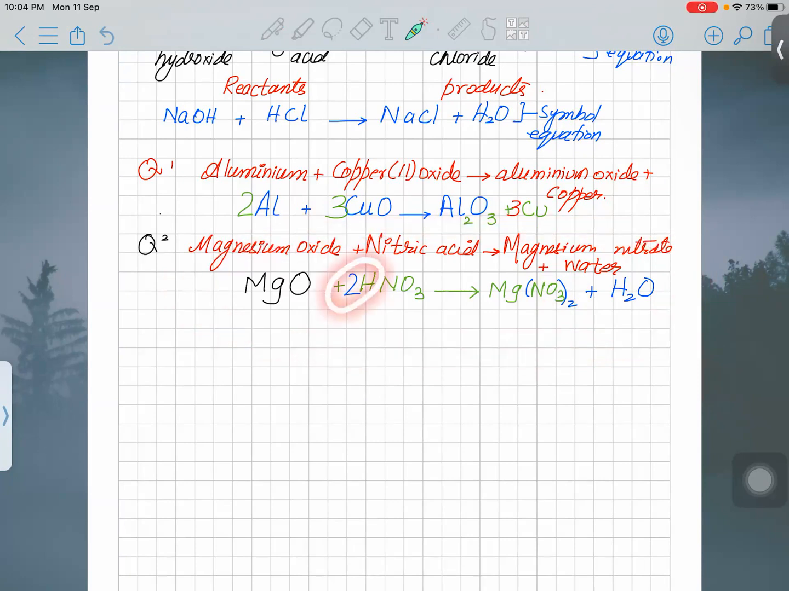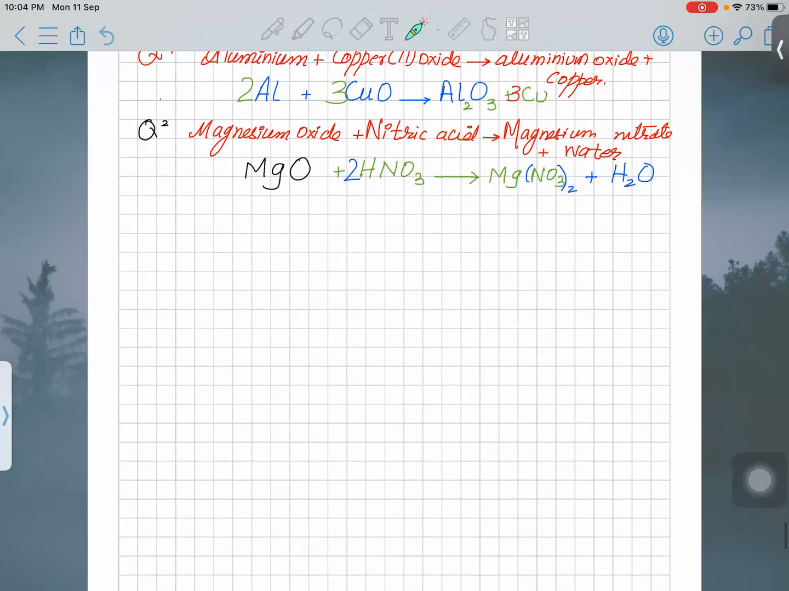Here you have 2 hydrogen. Here you have 2 hydrogen. Here you have 6 + 1, 7 hydrogen. 2 3s are 6 + 1, 7 hydrogen. Oxygen. Tell me, do you understand or not? Yes, sir. It's correct now. Now question number 3.